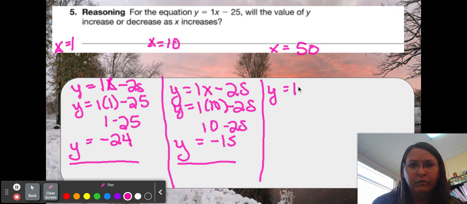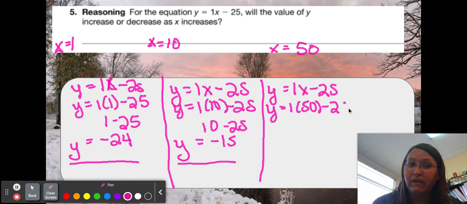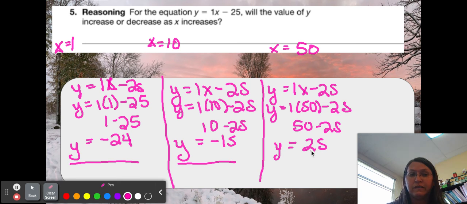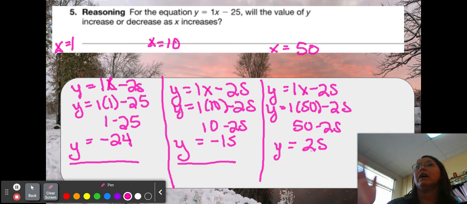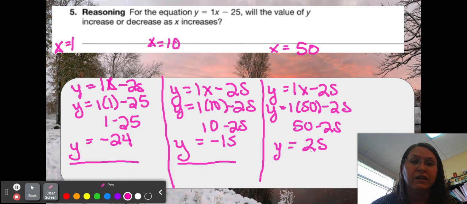Y equals 1x minus 25. So y equals 1 times 50 minus 25. 1 times 50 is 50 minus 25 would give me 25. So y equals 25. So when I think about a number line, each of these numbers gets bigger and bigger and bigger, and it moves to the right of the number line. So they do increase.